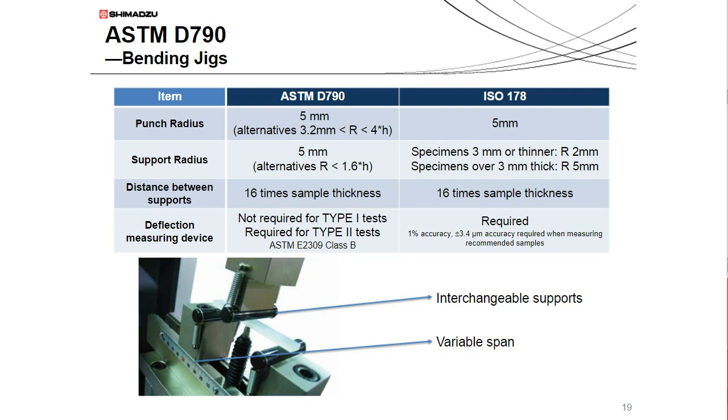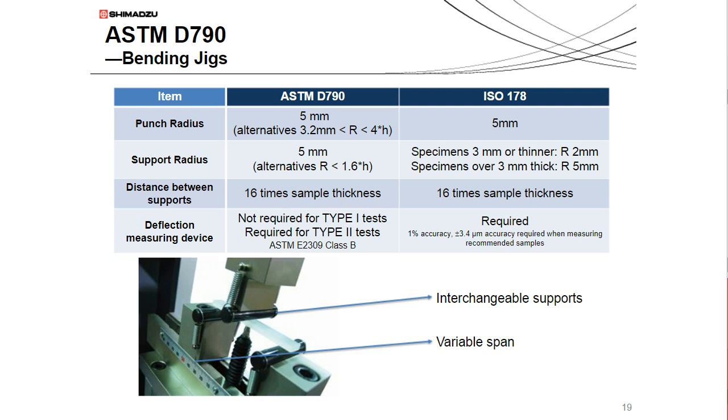Next, to discuss some of the hardware. On the lower half of the slide, you see an image of a typical bending jig where you've got the two lower support blocks and an upper punch. This jig right here has a variable span so that the lower blocks can be moved, and also interchangeable supports. As I mentioned, the specimen thickness affects the span and width requirements of the sample. It also affects the radius of the supports and punches that should be used.